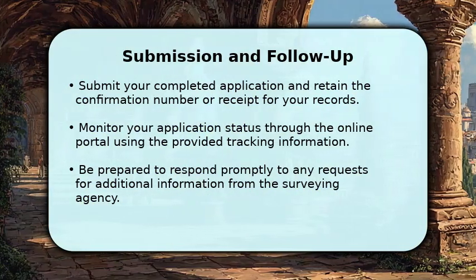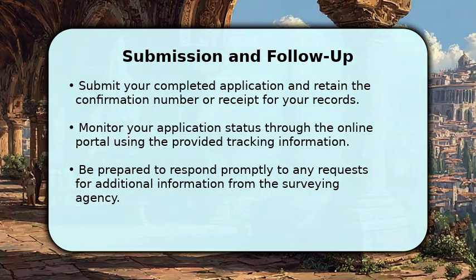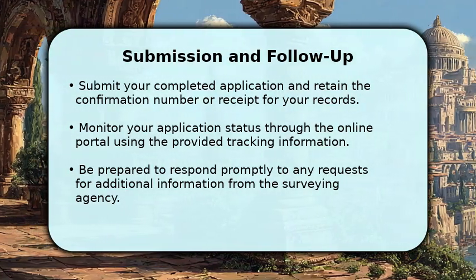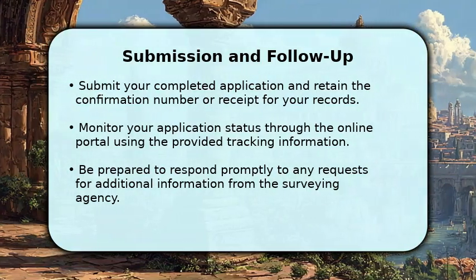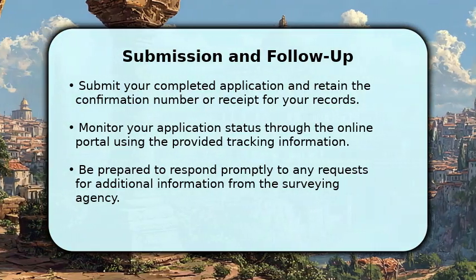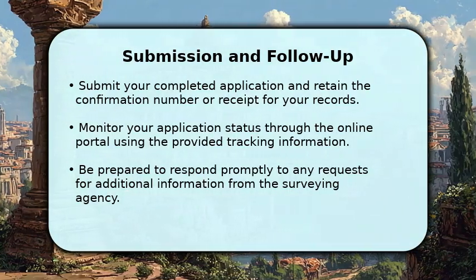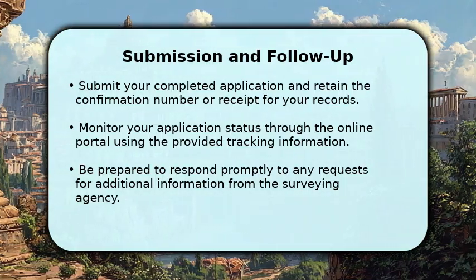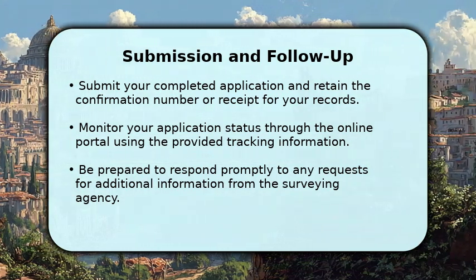Once you have completed all sections and paid the necessary fees, submit your application through the online portal. Immediately after submission, you should receive a confirmation number or a digital receipt. Save this carefully, as it is your primary reference. You can then use this tracking information to monitor the status of your application directly on the government website. It is important to remain vigilant and be ready to provide any further information or clarification that the surveying agency might request. Prompt responses will help ensure your application proceeds smoothly and without unnecessary delays.